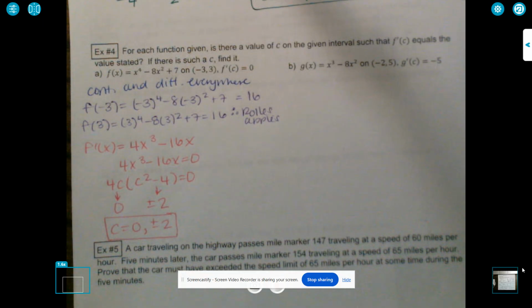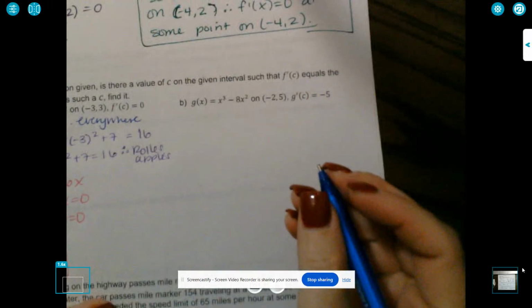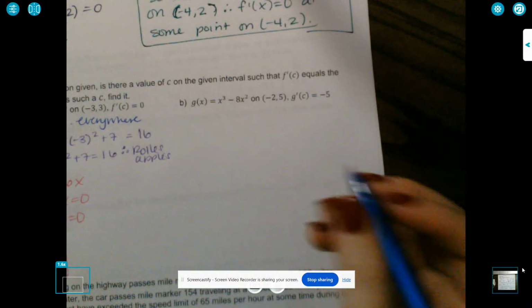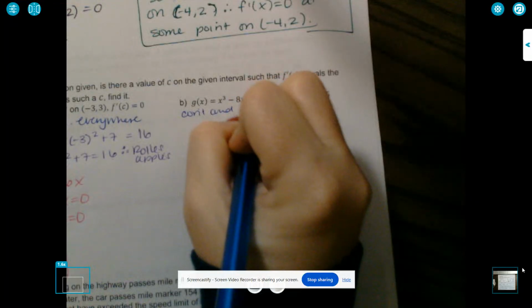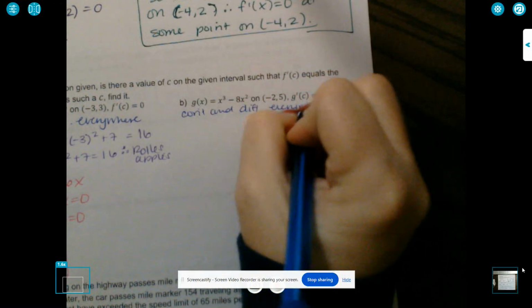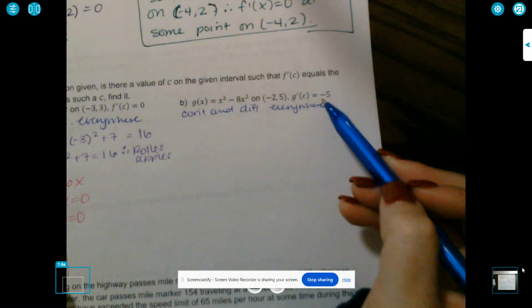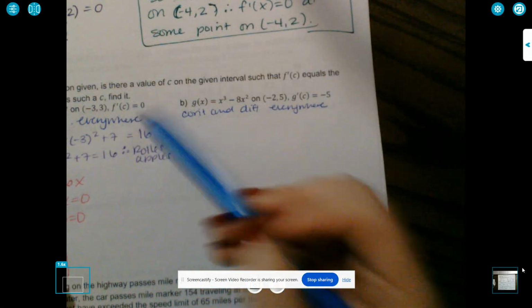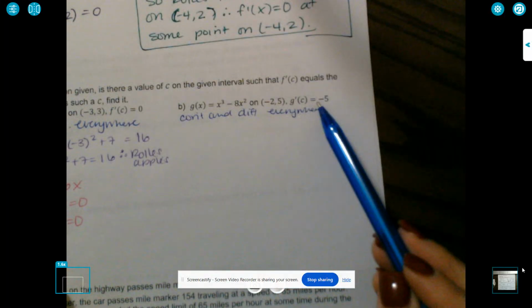Okay. All right, let's look at the next one. All right, g of x equals, so again, immediately you're going to tell me that it's a cubic function, we are continuous and differentiable everywhere. Now this time, it asks about g prime of c equaling negative 5. So remember, Rolle's is just a specific one of our theorems. Okay, so if you look back up here, we're looking at it being equal to negative 5.